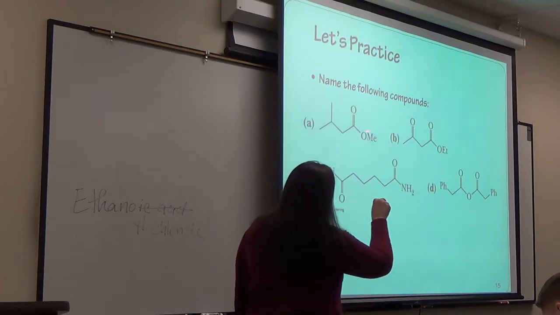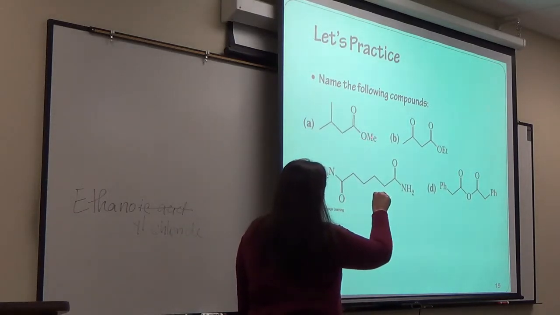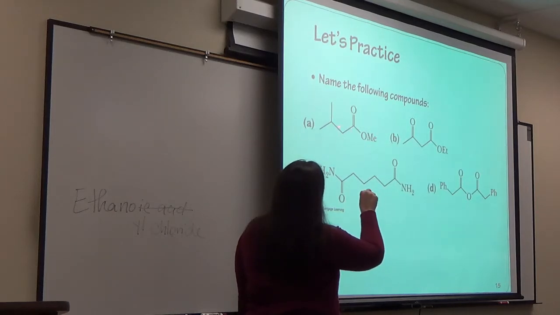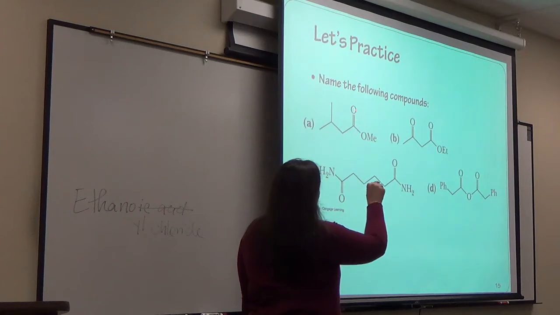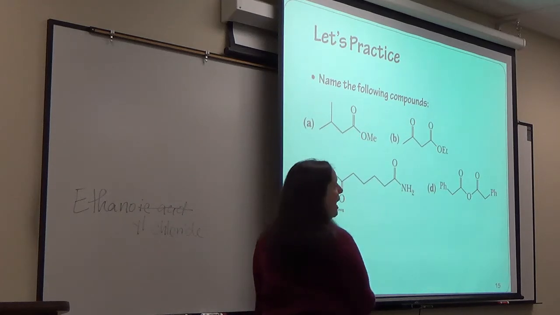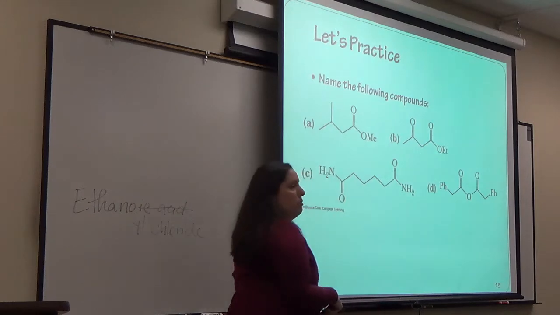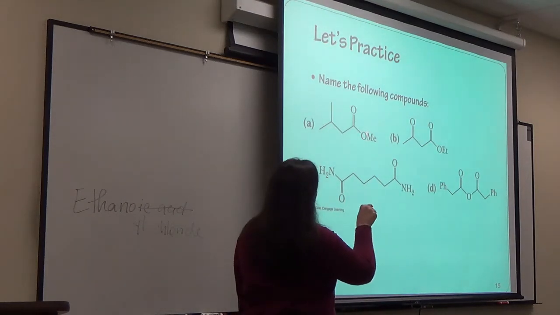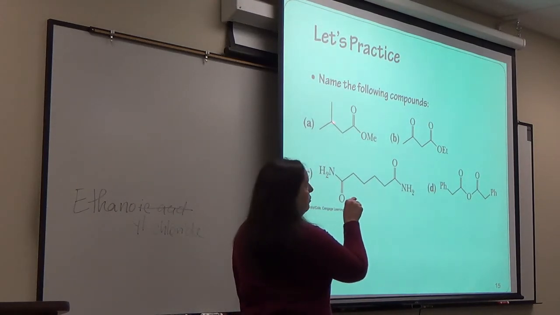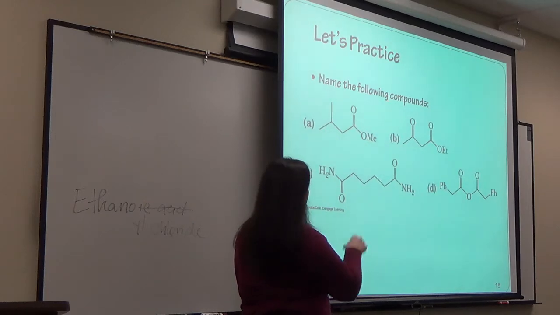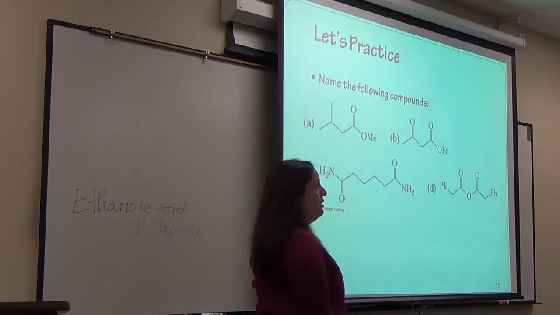So you name the part that came from the alcohol, which is Me, methyl. So methyl, and then you name what came from the acid, which was 1, 2, 3, 4, 3-methyl butanoic acid. So drop the ic acid and add ATE. Does that make sense? So methyl 3-methyl butanoate. Does that make sense?